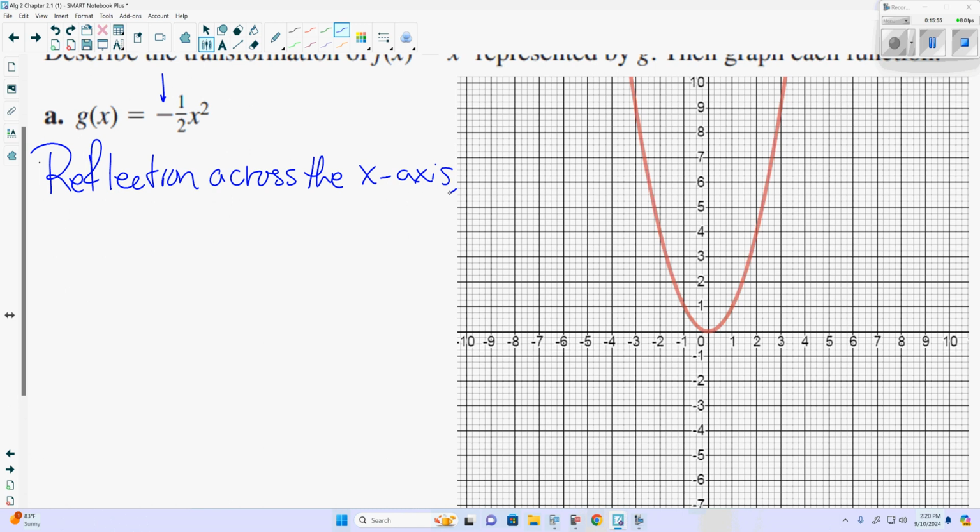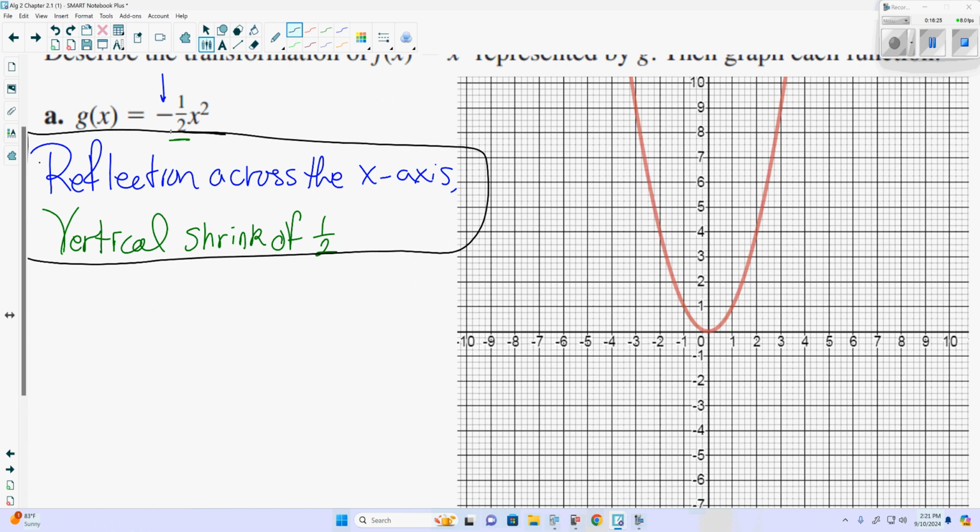That negative and the 1/2 are two separate transformations. Because the 1/2, since it is outside parentheses, is talking about a vertical stretch or shrink of 1/2. And since the 1/2 is between 0 and 1, it would be a shrink. And that's it.